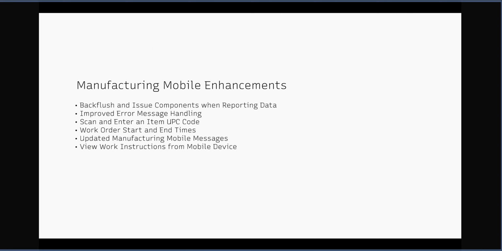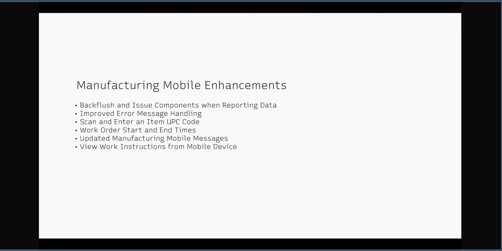NetSuite 2024.1 includes some manufacturing mobile enhancements as well: backflush and issue components when reporting data. NetSuite now offers simplified production management with automatic backflushing for specific components in your bill of materials. Identify specific components in your BOMs that you want to automate backflushing for. Mark these chosen components as backflush within their item records. As we report the completed production quantity, the designated components are automatically issued based on your BOM definitions. No need for manual data entry, saving your time and ensuring accuracy.